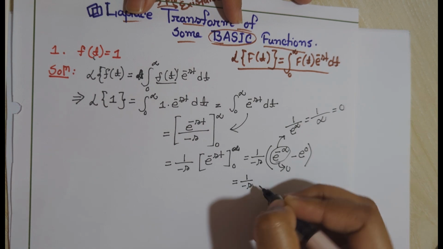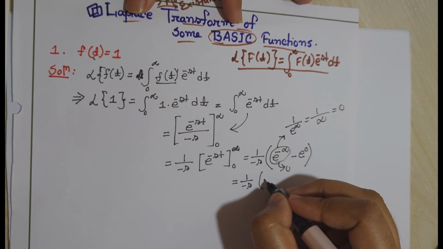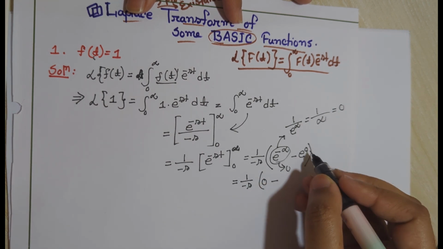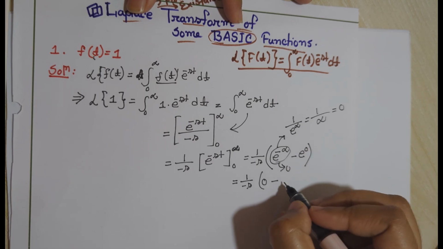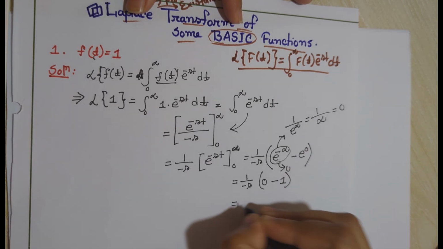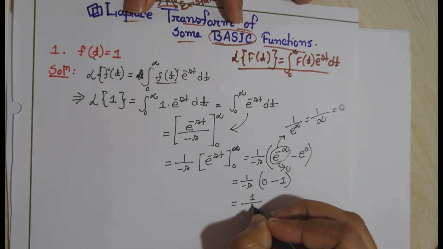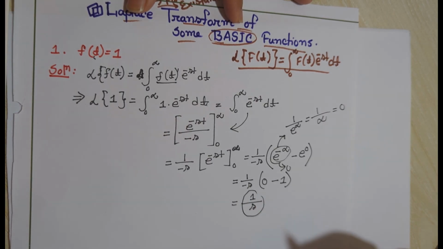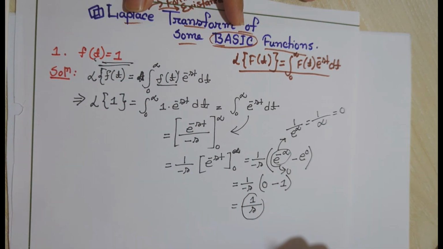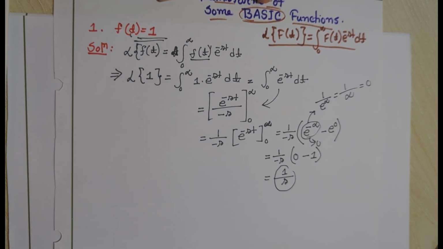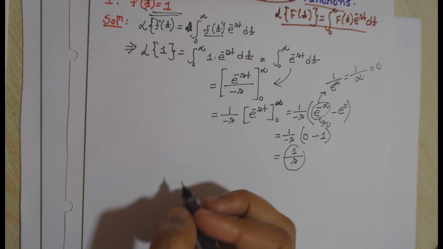Then the remaining part is 1 divided by minus s, bracket, 0 minus, and we know that something to the power 0 equals 1. So if we remove this bracket, we get 1 divided by s. This is the Laplace transform of the function 1. It is a basic function's Laplace transform. Now see another basic function.